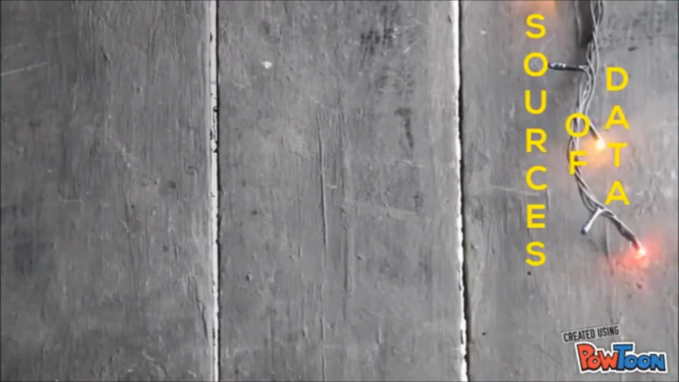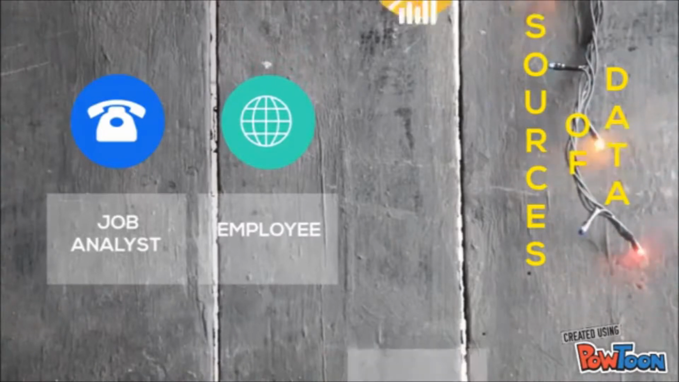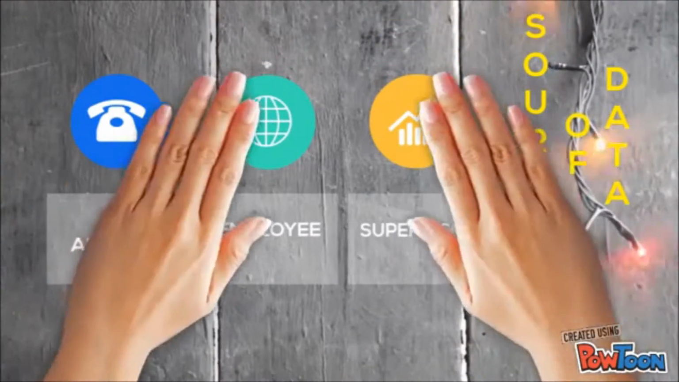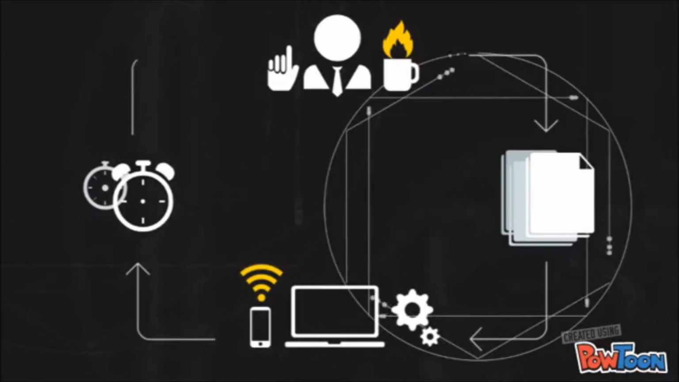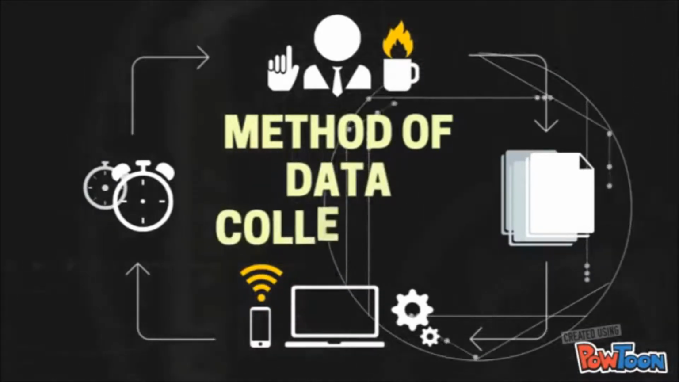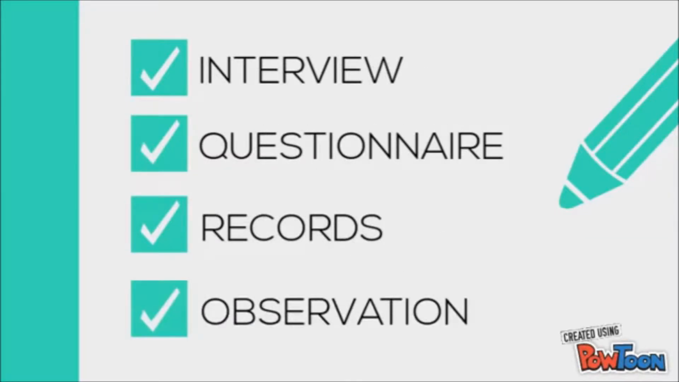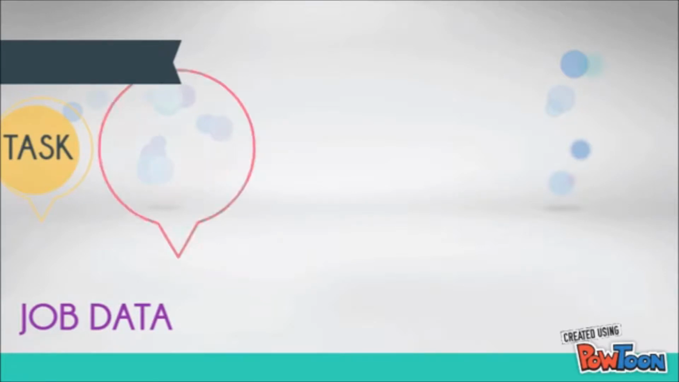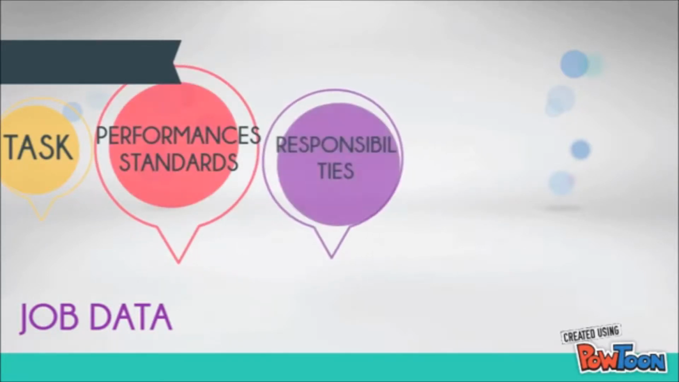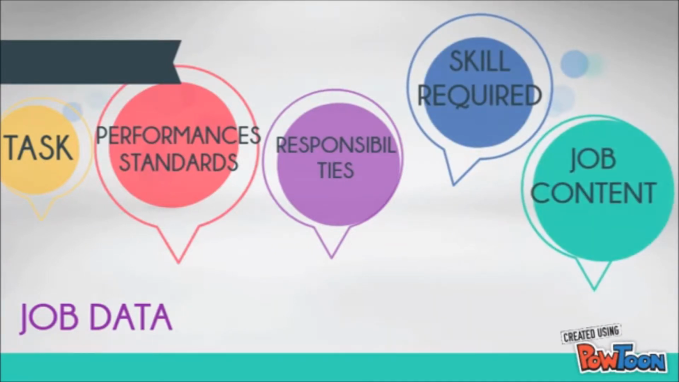Next is the sources of data. We can get the information from the job analyst, from the employee, and also from the supervisor. Next, we move to the methods of data collection. The methods are interview, questionnaire, records, and observation. Here are the outcomes of job data, which are tasks, performance standards, responsibilities, skills required, and job content.